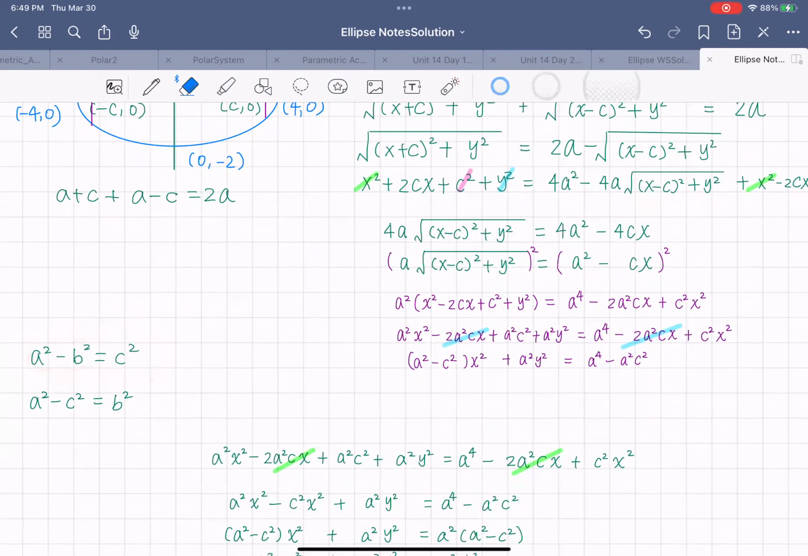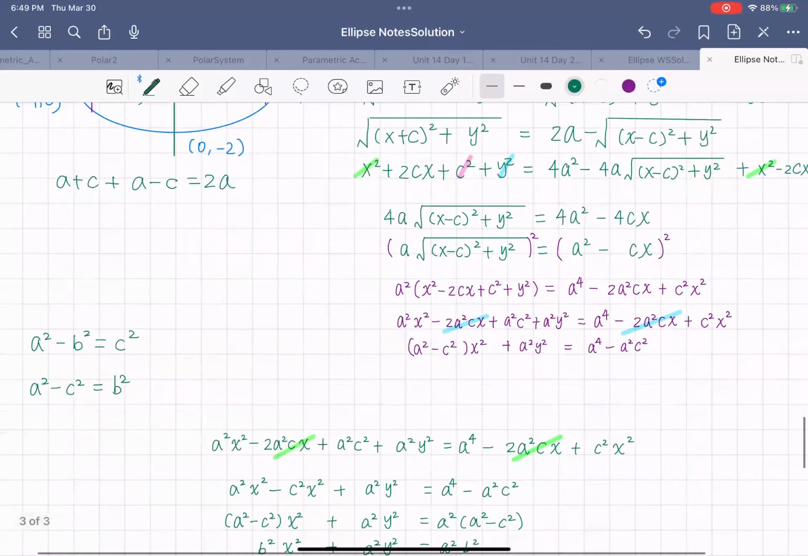So that means a squared minus c squared, what will it become? Catherine? A squared minus c squared, you move the b squared to the other side, yes? Yes. So you have this guy as b squared. Now, this term can be replaced by b squared.